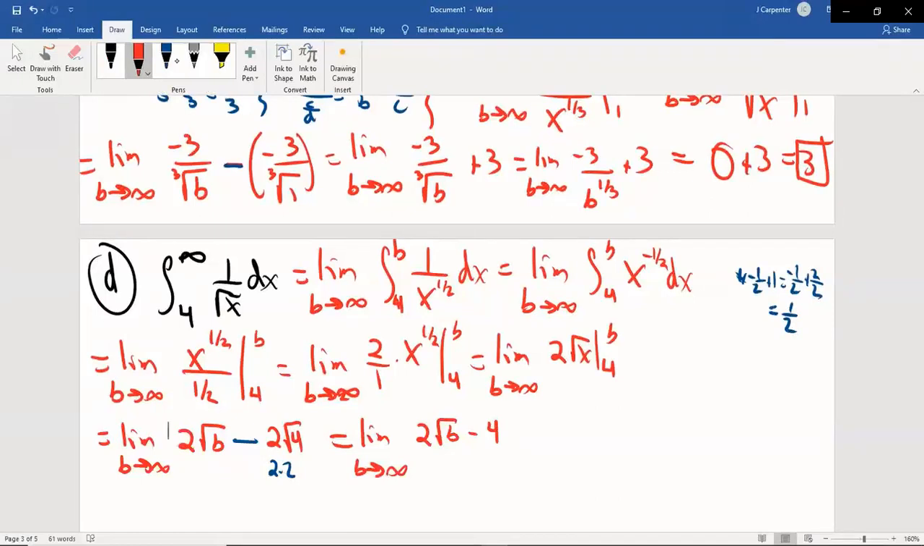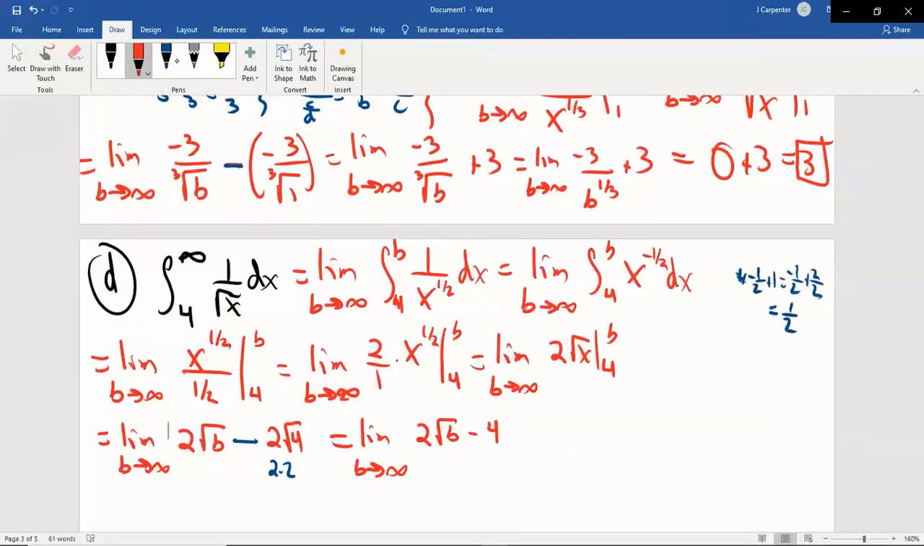Now that there's no more crunching to do, this is where we want to think about plugging in infinity. Think about what happens as this goes to infinity. As b goes to infinity, what happens to the square root? Well, if you take the square root of 1,000,000, you still get a big number. If you take the square root of 1,000,000,000,000, you'll get a bigger number. If you take the square root of 10 quintillion quintillions, you'll get a bigger number. So this square root of b goes to infinity.